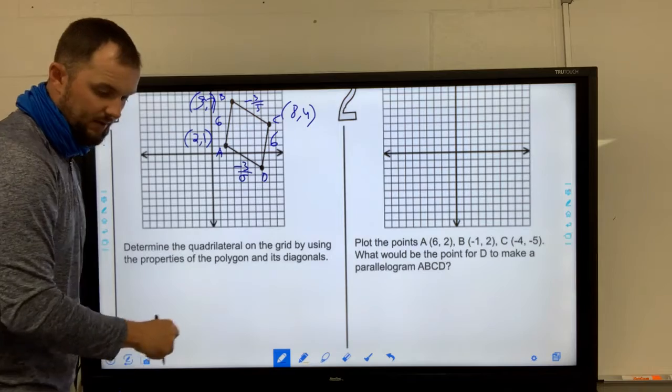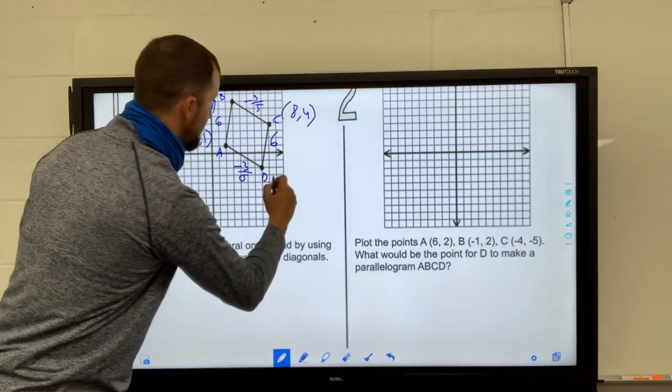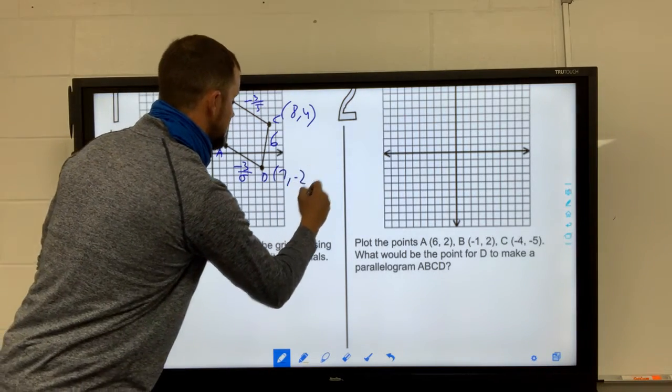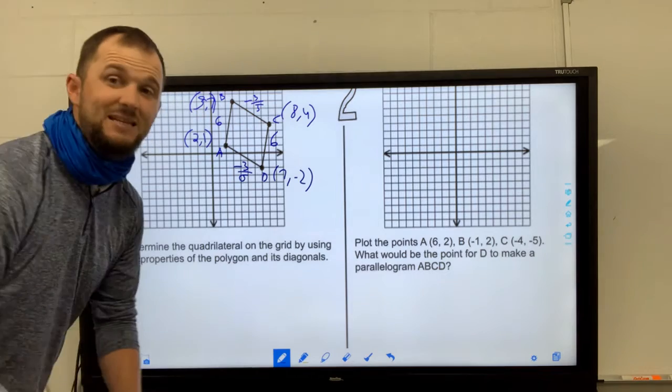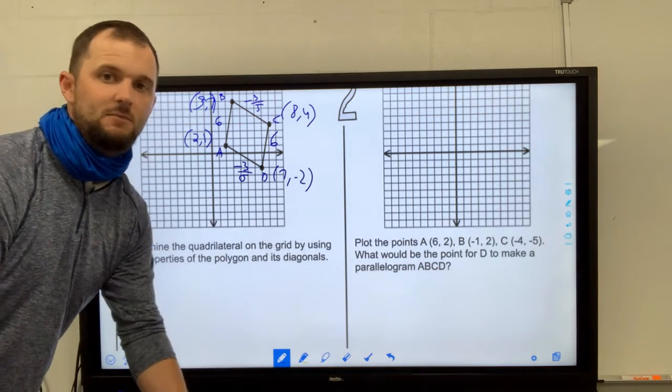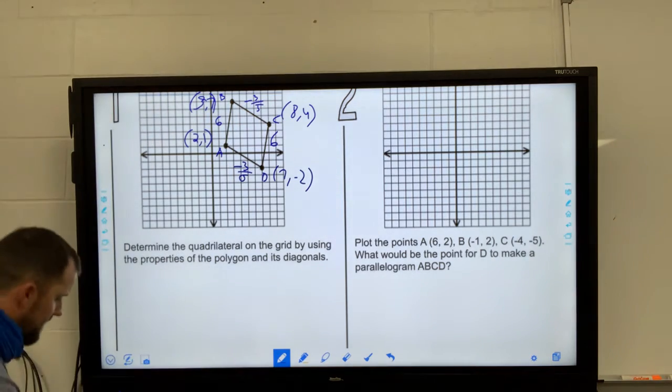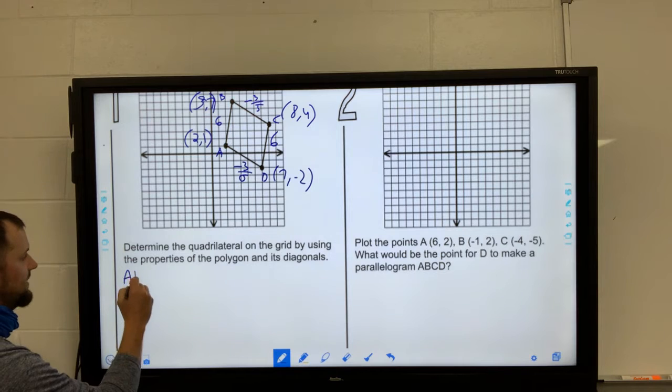And then point D over here is going to be 7, -2. So what I'm going to do is take this info, plug it into my distance formula, and figure out some distances. I'm going to do this down here. So right now, let's look at the distance of A to B.